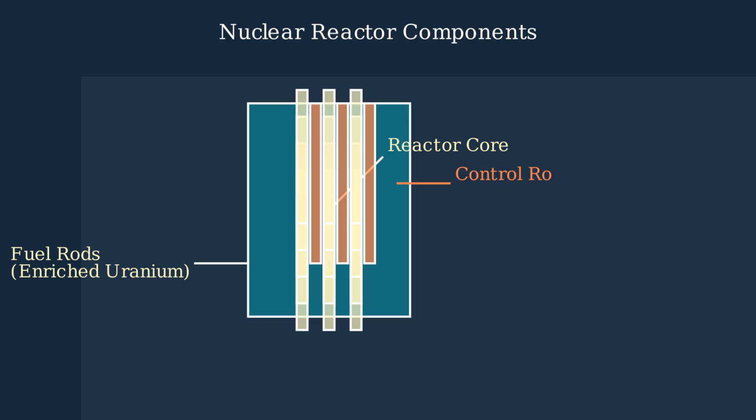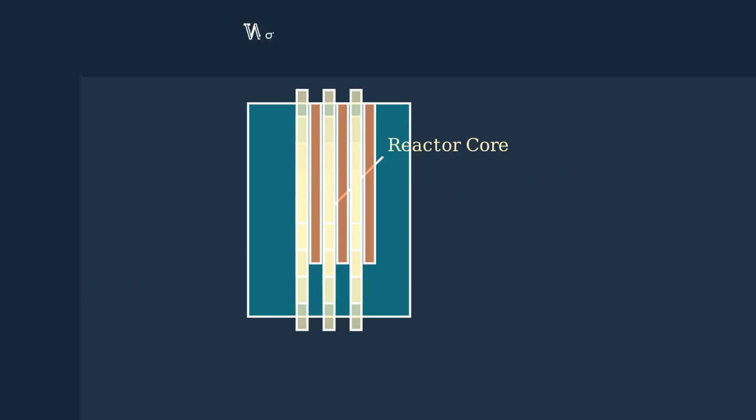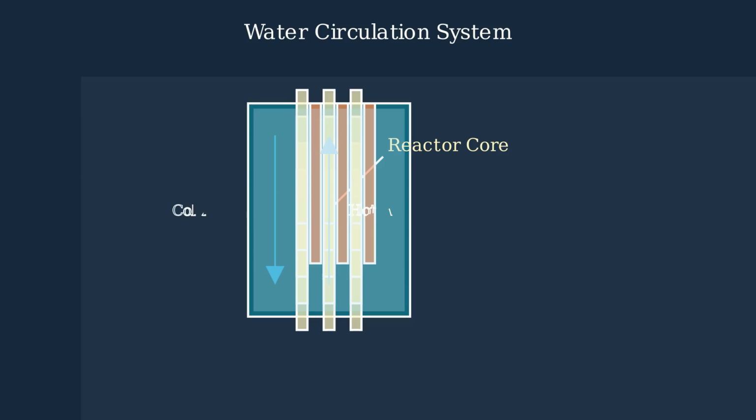Control rods made of neutron-absorbing materials like boron or cadmium regulate the reaction rate. By inserting or withdrawing these rods, operators can control how many neutrons are available for fission. Water circulates through the reactor, serving two crucial functions: as a coolant to remove heat, and as a moderator to slow down neutrons, which makes fission more likely.